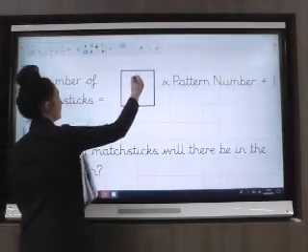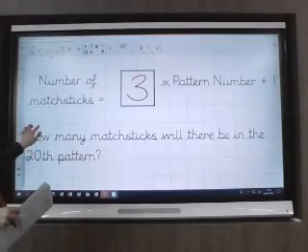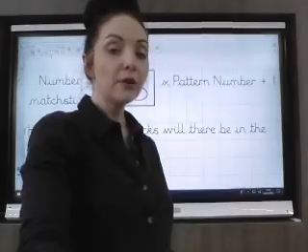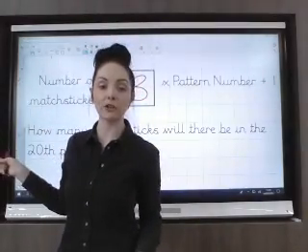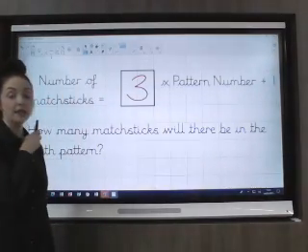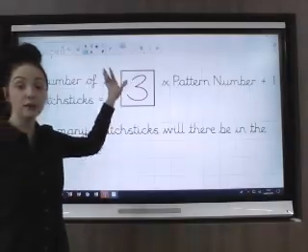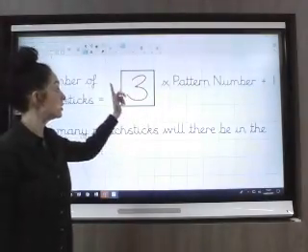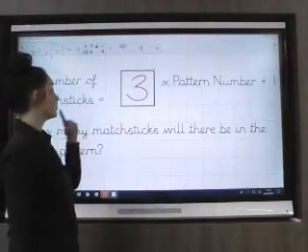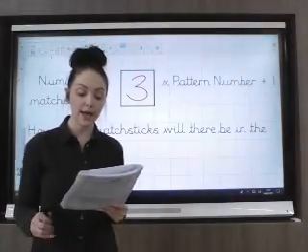Then, down here, it says, how many matchsticks will there be in the 20th pattern? Now, you haven't got to draw out all of your matchsticks and all of your patterns because you can just use this formula. Okay? So, you're starting with 3 again because it's always 3. You're going to do 3 times. If we're doing the 20th pattern, you need to do 3 times 20, add your 1 on, and that will give you your answer. Okay?